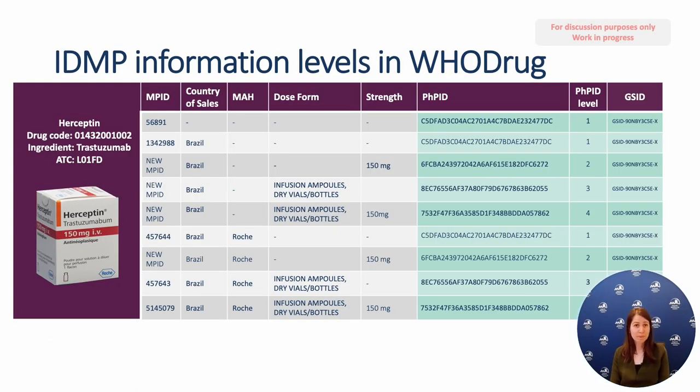Now about the prototype. WHODRUG contains different information hierarchical levels for each medicinal product. That includes information levels limited to drug name, ingredients, and ATC codes, and information levels based on country of sales, marketing authorization holder, pharmaceutical forms, and strength. And this is to allow accurate drug coding that can reflect what was actually reported on an ICSR. WHODRUG will be extended with global substance identifiers and pharmaceutical product identifiers. And as you can see on this slide, pharmaceutical product identifiers will be assigned depending on the level of information available to a particular record.